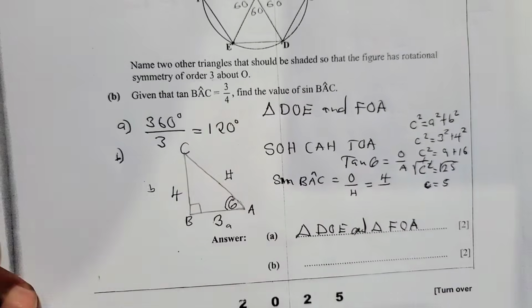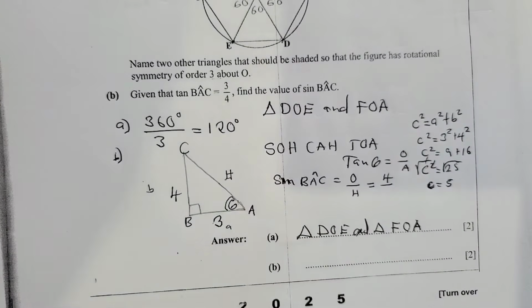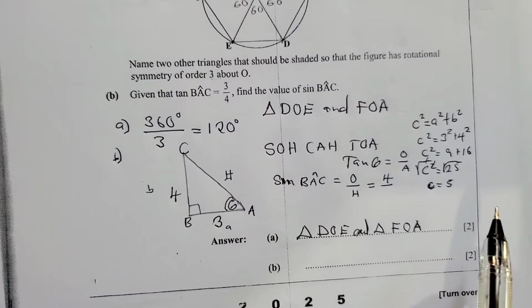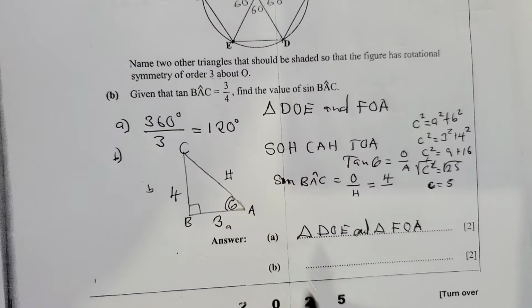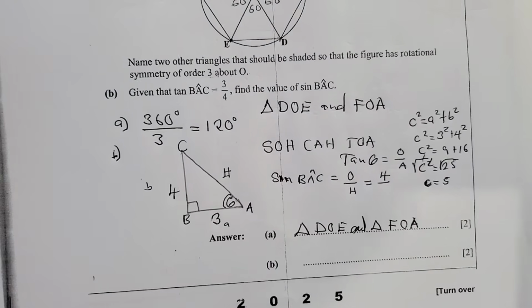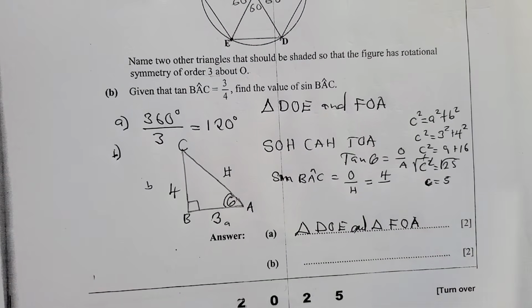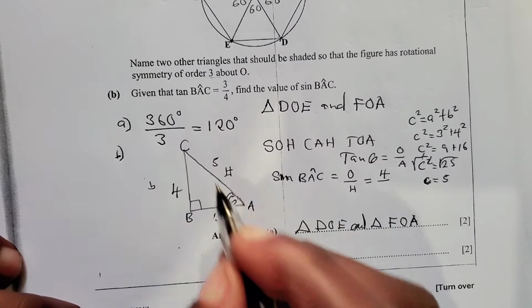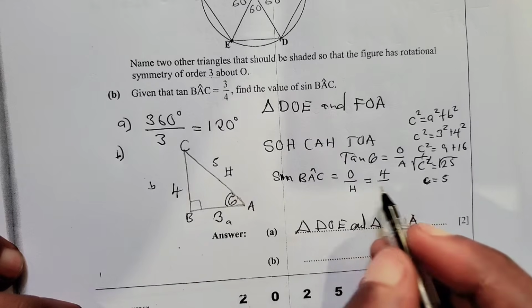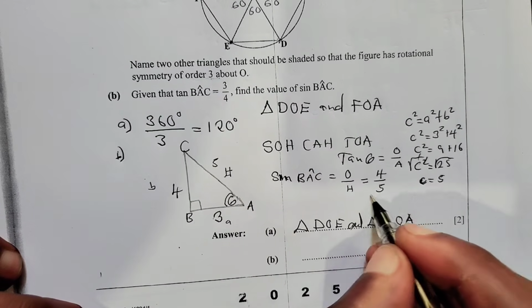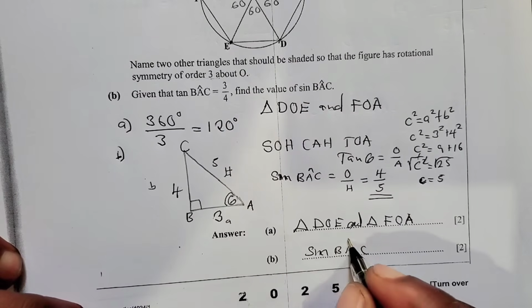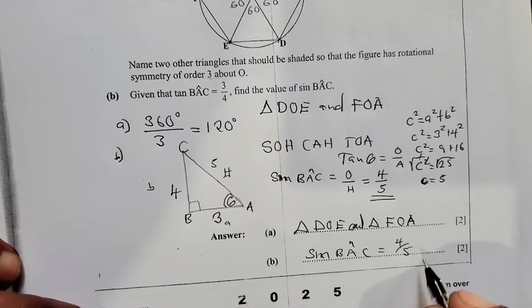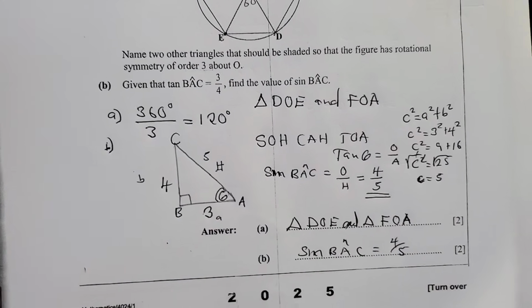Someone may be asking why we square rooted and why the answer is not positive or negative 5. Because this is a distance, and you cannot have a negative distance. So the hypotenuse is 5, and we can say 4 over 5. That's the answer. Sine BAC is equal to 4 over 5. Simple. Let's go to the next question.